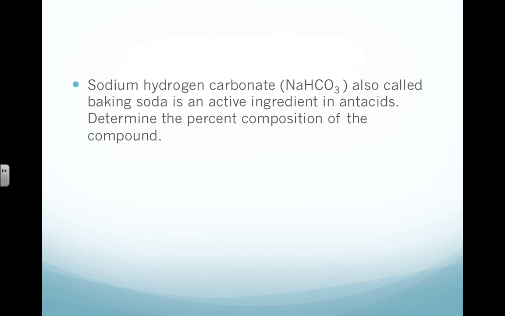Okay, here we have sodium hydrogen carbonate. Notice there's a total of 1, 2, 3, 4 different elements. So you're going to have four percents by mass. So you're going to total up sodium, hydrogen, carbon, and 3 oxygen to give you the total mass. And then you're going to take each individual element and divide it by that total.